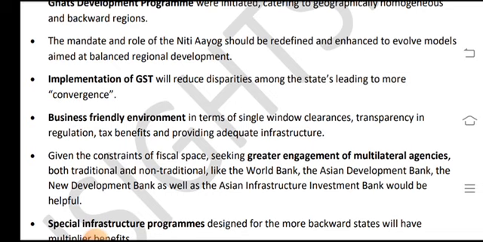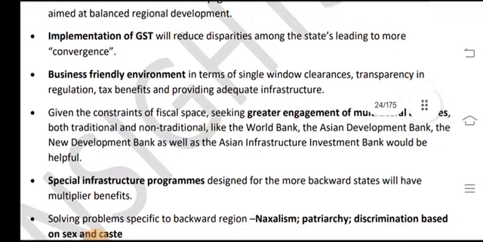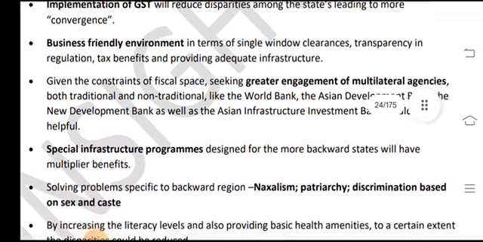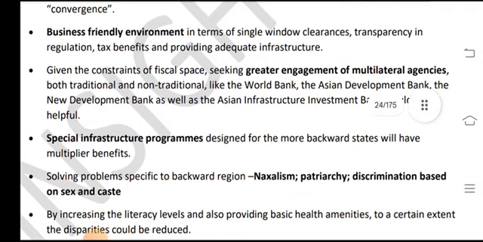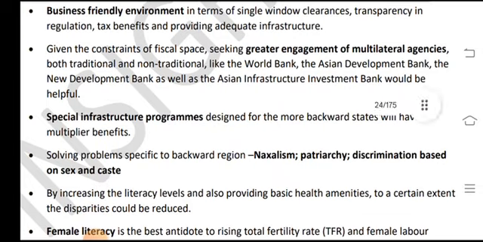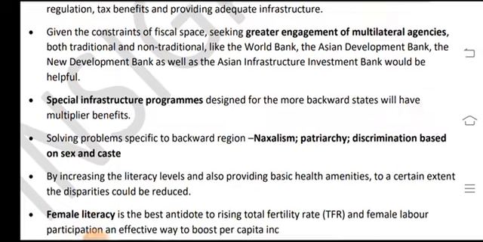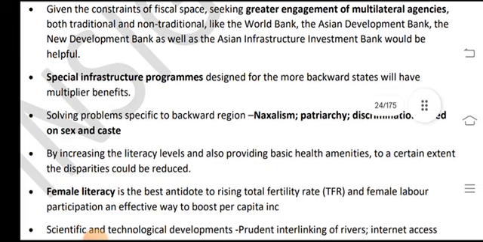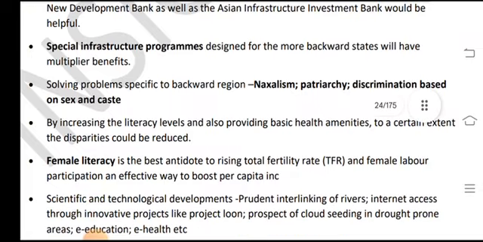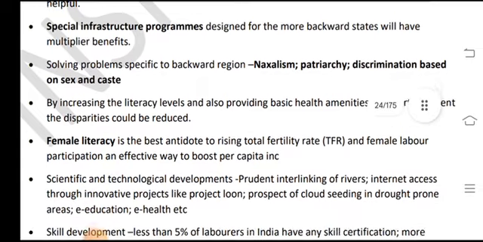Implementation of GST will reduce the disparities among the states, leading to more convergence and a business-friendly environment in terms of a single-window clearance, transparency in regulation, tax benefits and adequate infrastructure. To create fiscal space, seeking greater engagement of multilateral agencies, both traditional and non-traditional, like the World Bank, the Asian Development Bank, the New Development Bank as well as the Asian Infrastructure Investment Bank, would be helpful in special infrastructure programs designed for the more backward states.